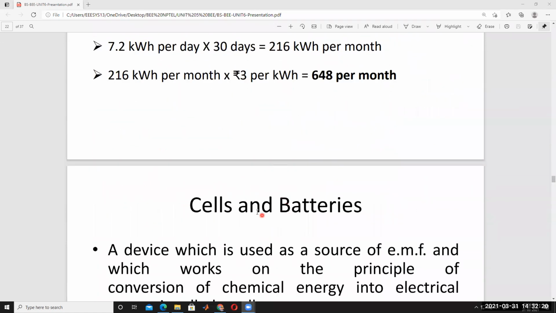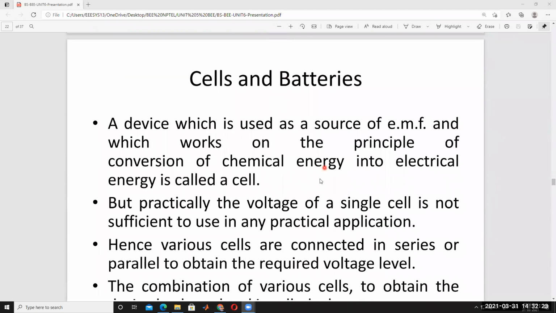Next concept is cells and batteries. First, what is meant by a cell and what is meant by a battery? First, what is meant by a cell? A device which is used as a source of EMF and which works on the principle of conversion of chemical energy into electrical energy is called a cell. Understood? Chemical energy into electrical energy. This is one of the important concepts. That is called a cell: energy conversion from chemical to electrical.